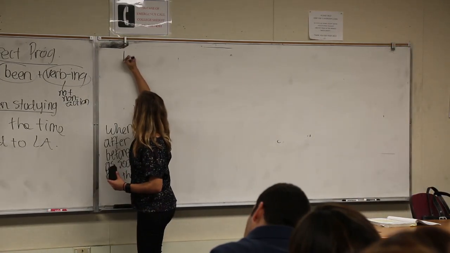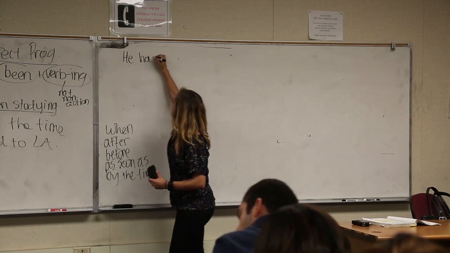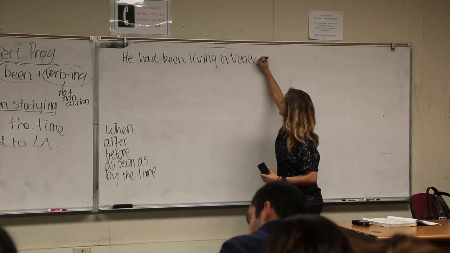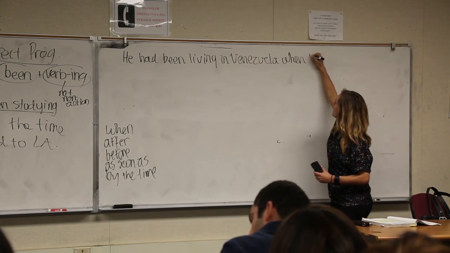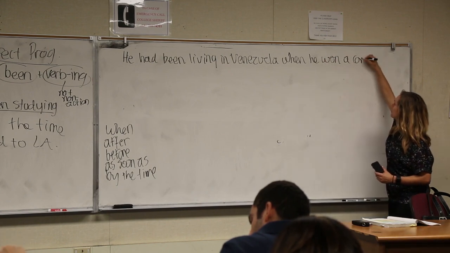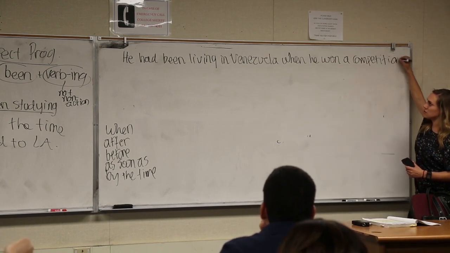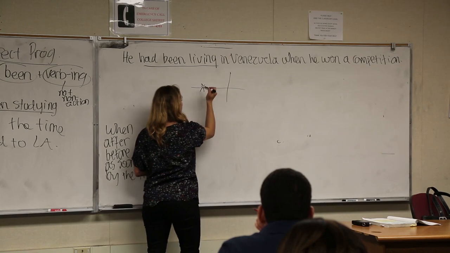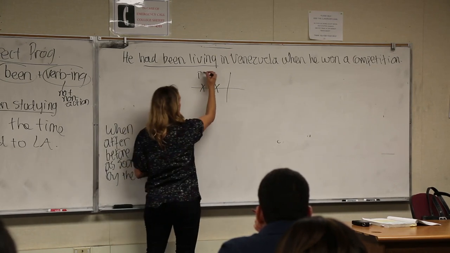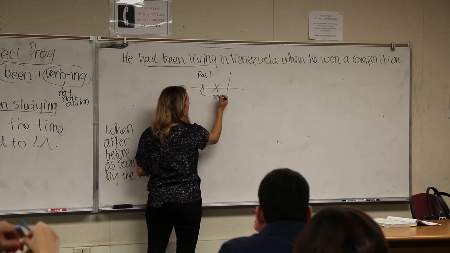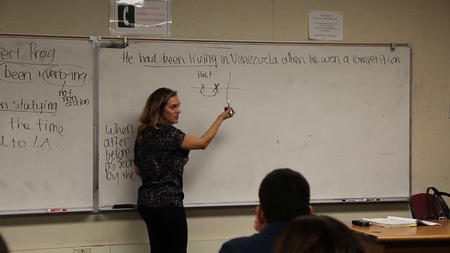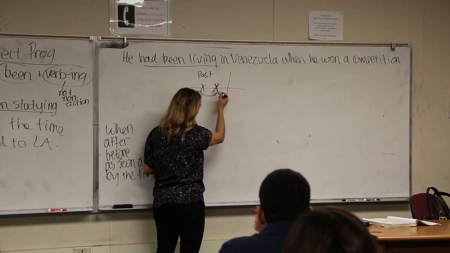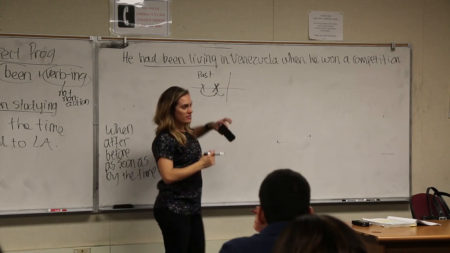Yeah, let me write an example. He had been living in Venezuela when he won a competition. So this is an example from your book. He had been living in Venezuela. Two things happened in the past, right? He had been living in Venezuela when he won the competition. Yeah, but he didn't move from Venezuela just because he won. He continued to live there after that.